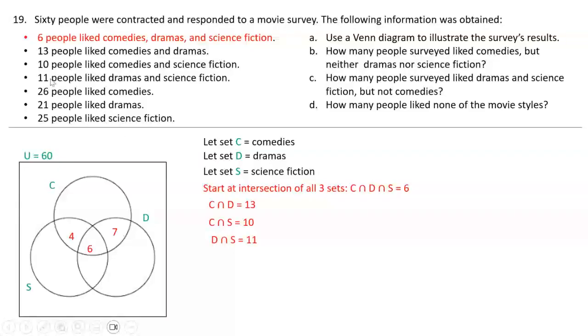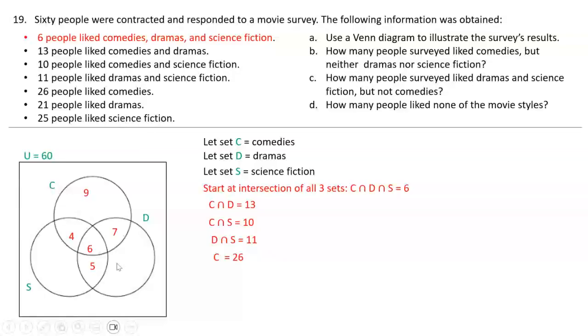And finally, 11 people like dramas and science fiction. So dramas and science fiction is this portion here where they intersect. There's 6 already, right? This has to be 11, so the missing spot here will be 5. Now, the people that like comedies were 26. So all this area has to be 26. We already have 4, 6, and 7, so this is 17. So 26 minus 17 will give us 9.